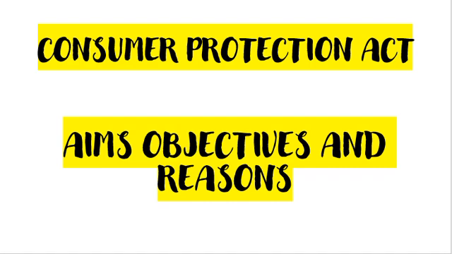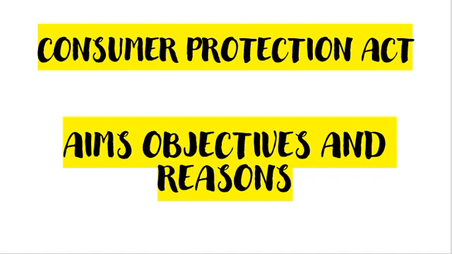Now let's see what the aims are. The Act aims to empower consumers and protect their rights. It does this by providing a system to address grievances and making sure businesses are accountable. Let's say you bought a new gadget and it stopped working within a week. Under this Act, you have the right to get a refund or replacement. The Act aims to create a fair marketplace by giving consumers access to justice.